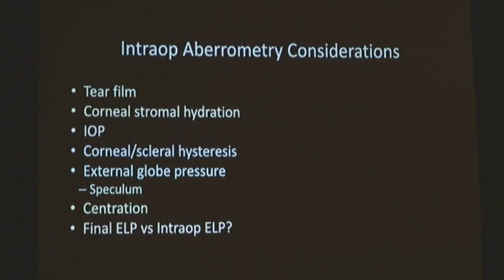Now, for toric alignment, it's interesting because you have a lens in the eye. It may be helpful to rotate, but also corneal incisions are still there. They will heal.